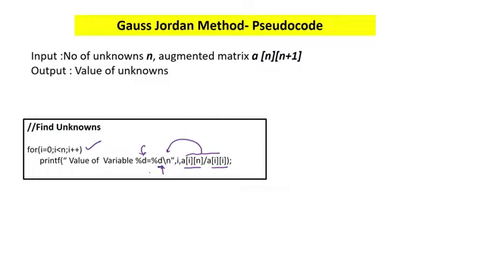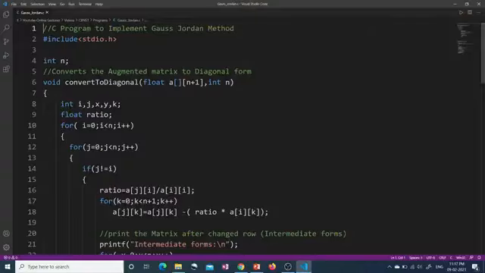In the Gauss elimination method, to find the value of unknowns, we applied the back substitution method. But here we need not do that, because we can simply find the answers using this division. So for n equal to 3, I will get 3 values of the unknowns. Now let's implement this Gauss-Jordan method using the C program with this code that we have just discussed. So here is the C program to implement the Gauss-Jordan method.